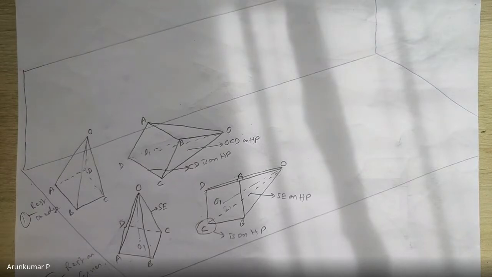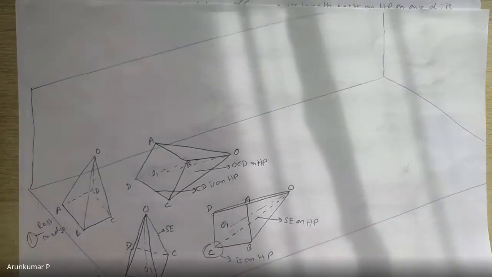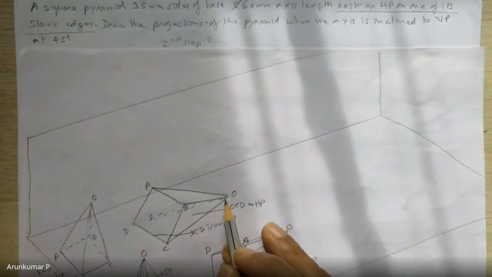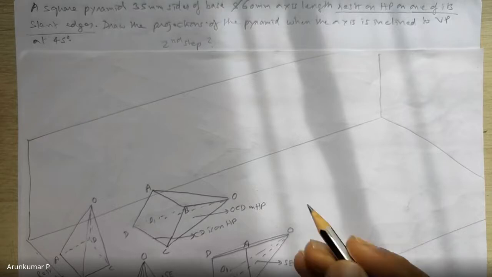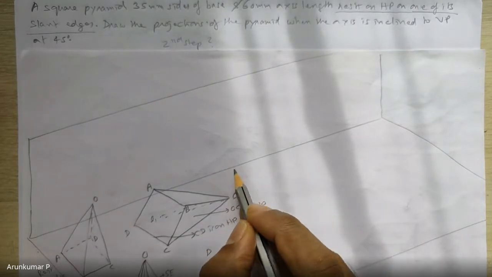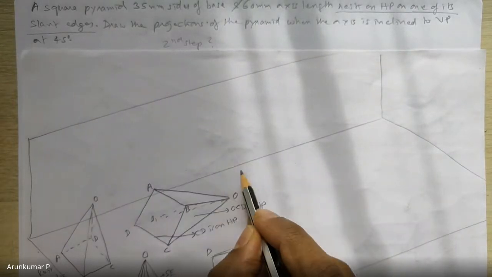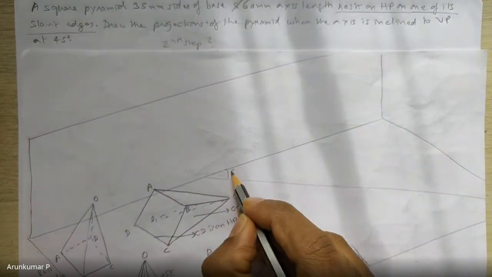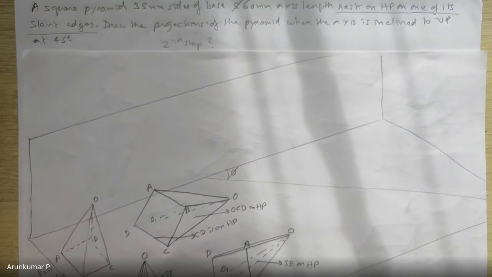Okay. Third step is normal, as you have in this case. The axis is inclined to VP. So this axis O1 is inclined to VP by whatever angle is given. So there will be this inclination, phi. It may be true or apparent, that we'll see later.